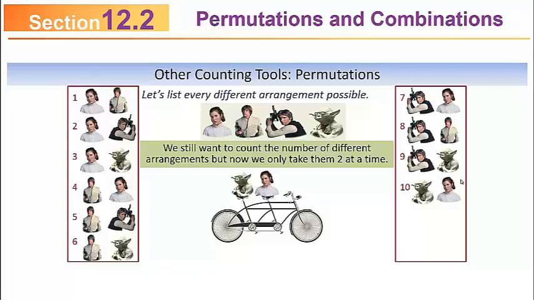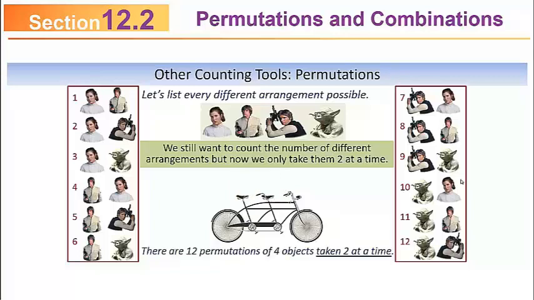That's the 10th arrangement. Leaving Yoda on the back seat, now put Luke on the front seat. That's an 11th arrangement. And finally, leaving Yoda on the back seat, I can put Han on the front seat, and that's a 12th arrangement. And there's really nowhere else to go.